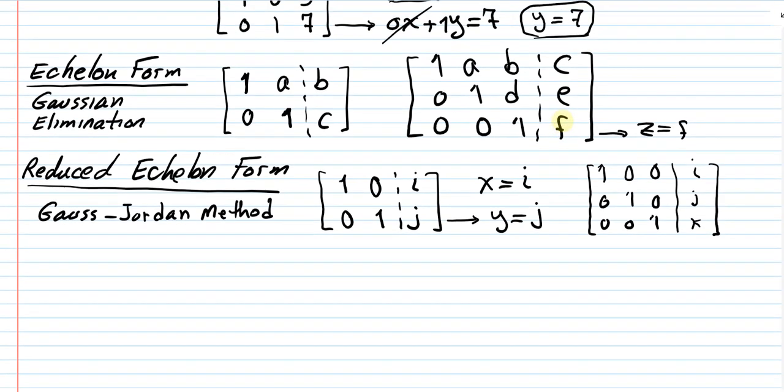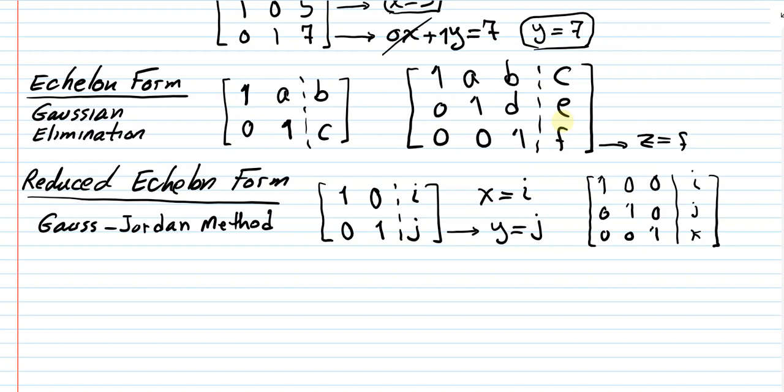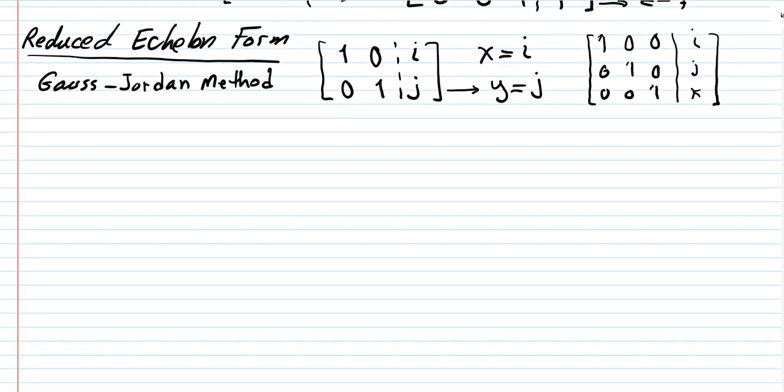Remember, the key difference between echelon and reduced echelon is the upper formation of zeros, which you don't have in the echelon form. So that's the key difference between echelon and reduced echelon forms. All right, so let's see how this is going to work.